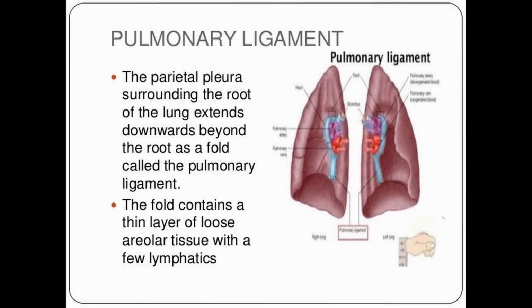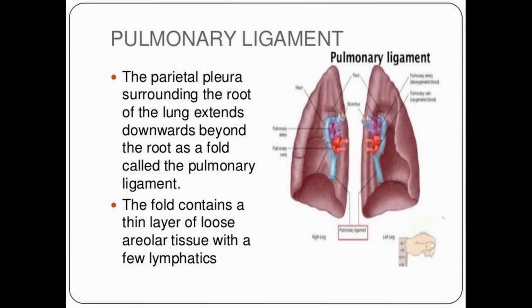Now we discuss the pulmonary ligament. The parietal pleura that surrounds the root of the lung extends downward beyond the root as a fold called the pulmonary ligament. Simply, we can say that the parietal pleura, after surrounding the lung, goes downward and forms a fold known as the pulmonary ligament. This fold contains a thin layer of loose areolar tissue with a few lymphatics. So this is the pulmonary ligament that is formed by the parietal pleura.